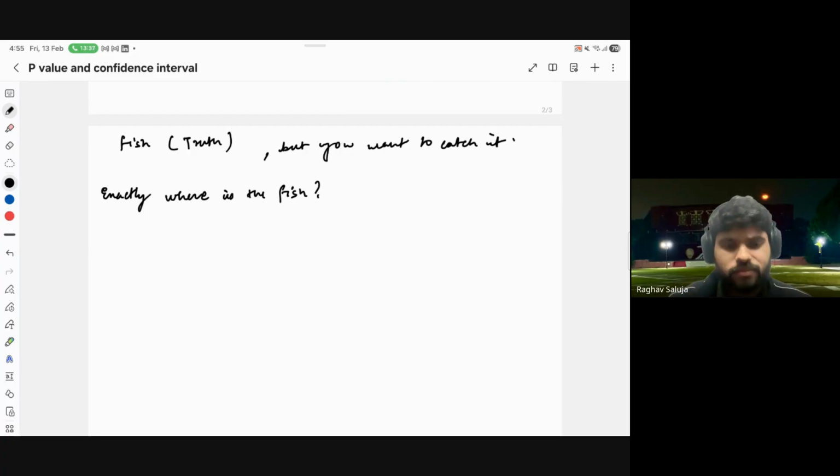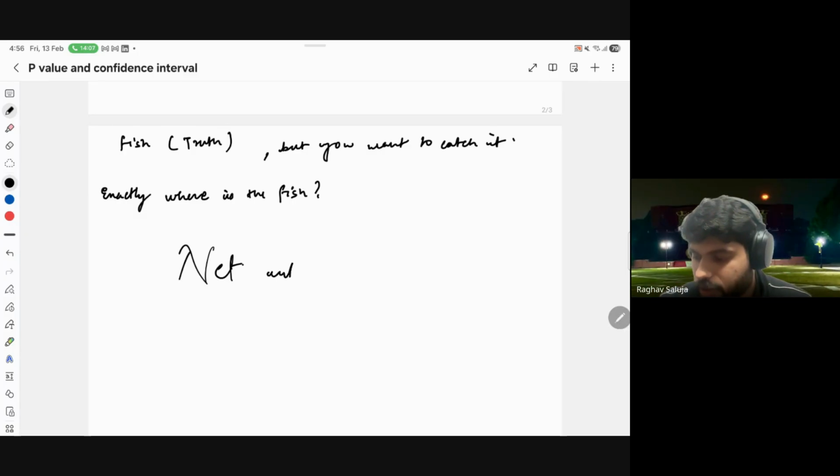Now, by the way, that is what you call a point estimate, right? I'm throwing a spear at one particular point in the lake. So this is your point estimate. It's precise. It gives you a point, but it can be wrong. The probability of you not catching the fish is high. So what do you do? Instead of that, you throw a net into the lake.